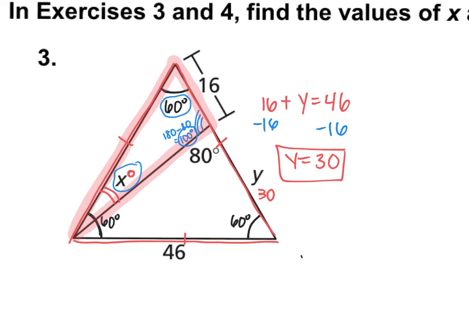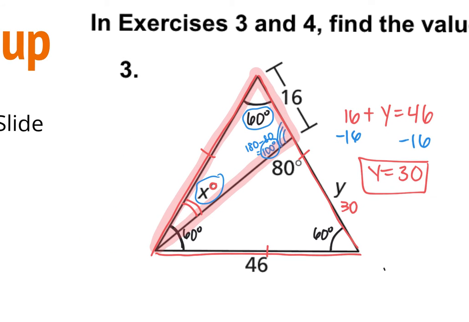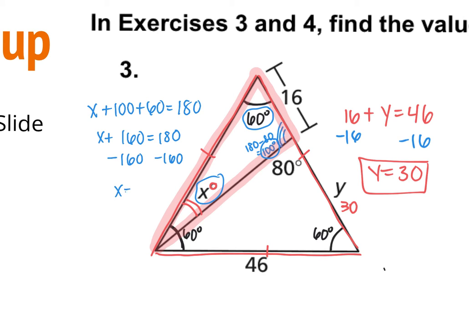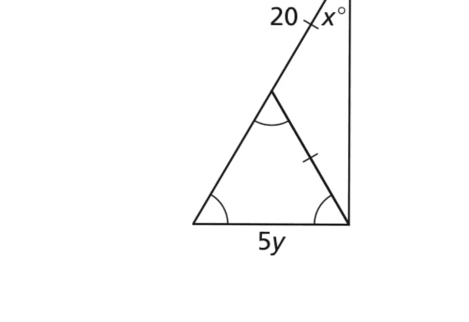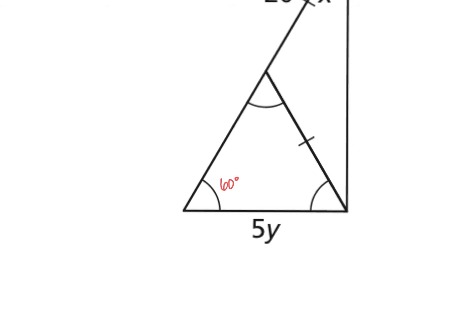We also know that any 3 angles inside of a triangle need to add up to 180 degrees. So let's take the 3 angles that we have. We have x, we have 100, and we have 60. That should equal 180. We're going to get x plus 160 equals 180. You subtract 160 from both sides, and you get x equals 20. Okay, now, they all have to be 60. So we're going to put 60 degrees, 60 degrees, and 60 degrees.